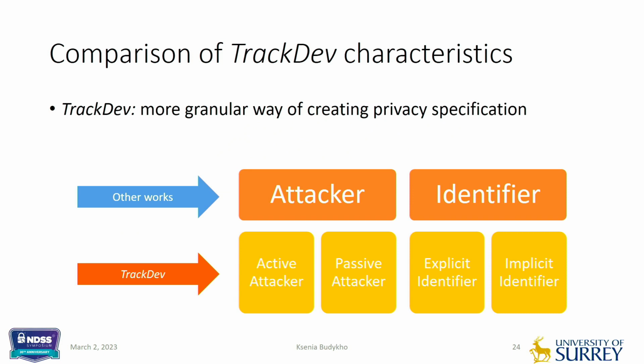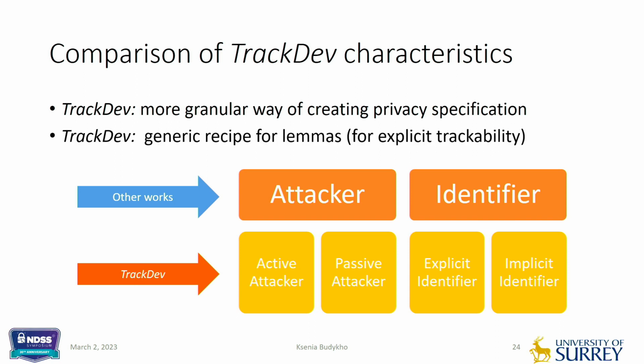So our trackability notions add to the world of privacy specifications, as existing notions do not currently consider passive versus active attackers. Additionally, we also separate identifiers to track into both explicit and implicit identifiers, thus creating a much finer granularity for attack specifications. And we provide a clear and generic recipe to formulate the necessary rules and lemmas to demonstrate specifically static explicit trackability in general.